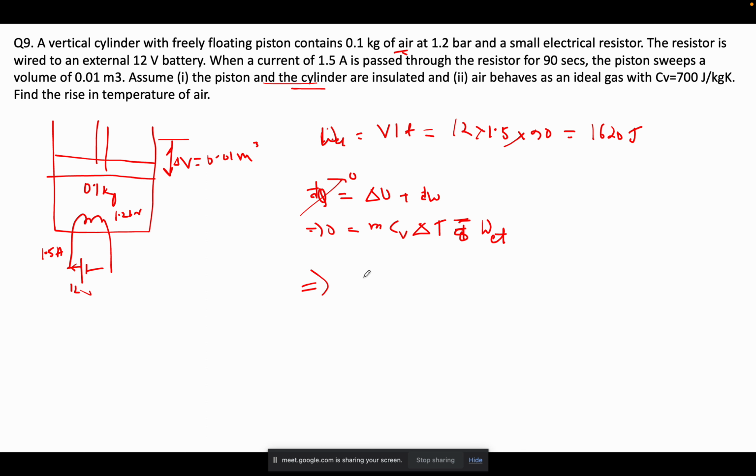So from here we will get 1620 is equal to your m. What is your m? 0.1. Cv is given as 700, and this will give you your delta T. So from here your delta T is nothing but 1620 divided by 0.1 into 700.